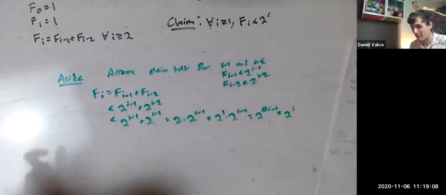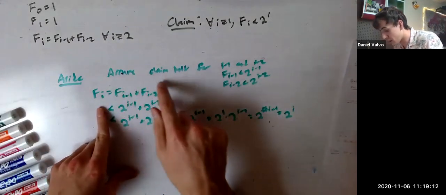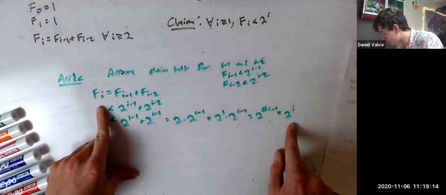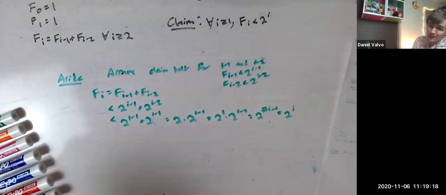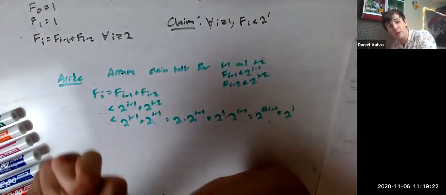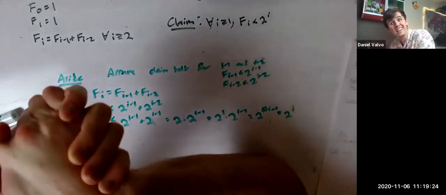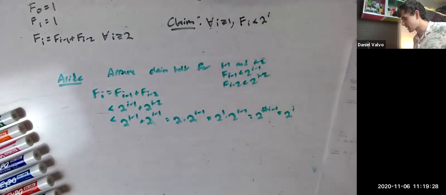Bingo, right? If the claim holds for the 2 previous terms, it's also going to hold for F(i). So not only does this scream induction, this screams strong induction, because we need more than just the previous case to prove the next one. We need multiple previous cases. So that's going to be the deal.